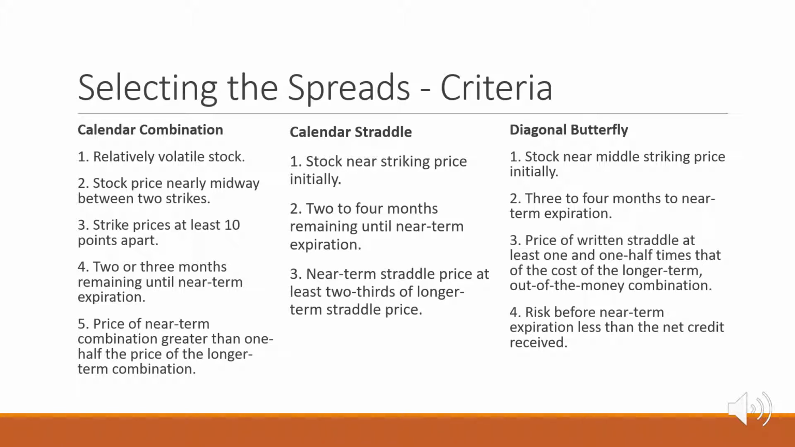For the calendar straddle, you want your stock near striking price initially. You would like 2 to 4 months until near-term expiration, and the near-term straddle price to be at least 2/3 of the longer-term straddle price. For the diagonal butterfly, one would want the stock near the middle striking price initially. You would look for 3 to 4 months to near-term expiration. You would like the price of the written straddle at least 1 1/2 times the cost of any longer-term out-of-the-money combinations, and the risk before near-term expiration should be less than that of the net credit received.